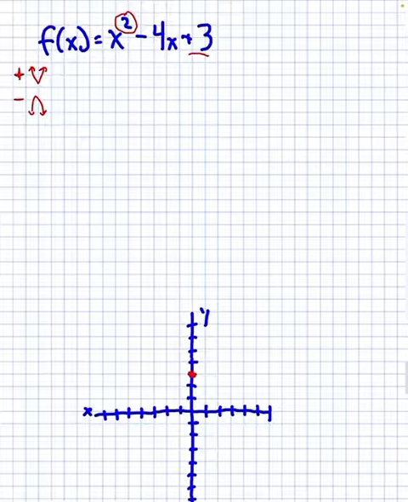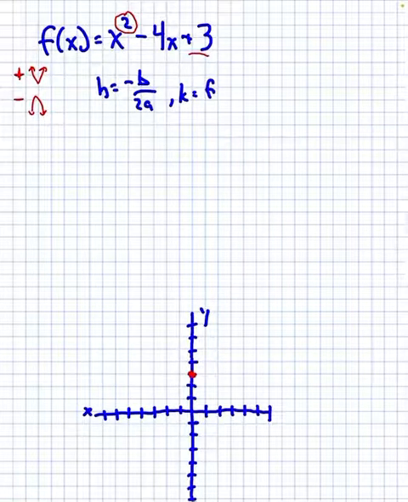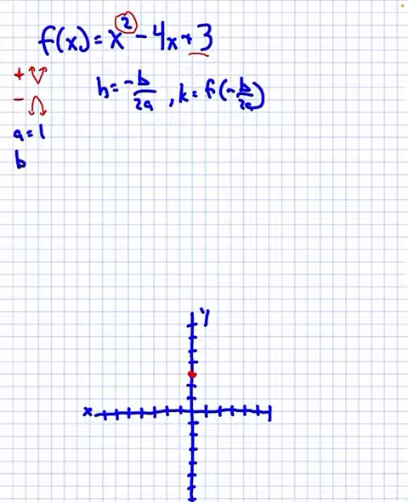If we remember the vertex H, K, H was equal to negative B over 2A, and K was equal to F of negative B over 2A. So now, let's look at it right here. A is equal to 1, that's the coefficient. B was equal to negative 4, that's the coefficient here. And then C is equal to 3.